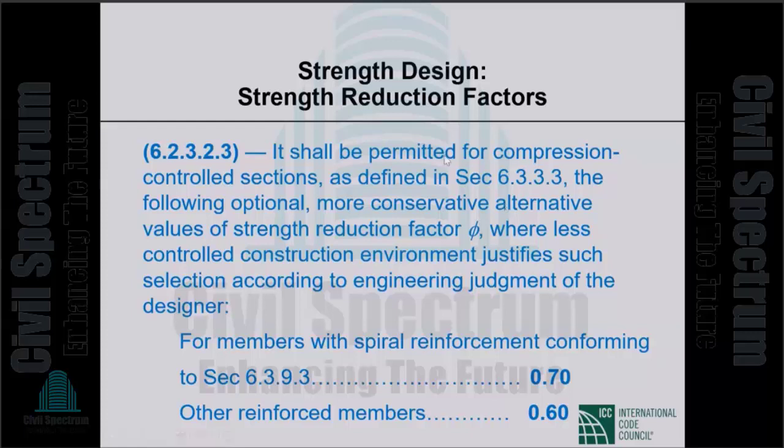I think this is an unnecessary provision because you can always go lower than the code. As I emphasized, I think the very first time we met, the code sets minimum requirements. You can always go above the code. So when the code says phi of 0.75, you can always use a lower phi factor as the designer. Okay, the code doesn't have to give you specific permission.